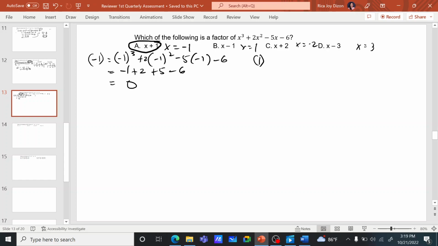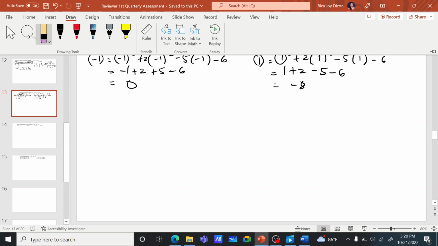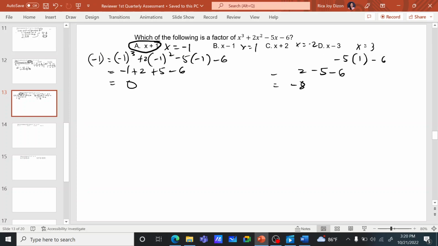If it is 1 in here, let's substitute x with 1. That becomes 1 cubed plus 2 times 1 squared minus 5 times 1 minus 6. 1 cubed is 1, 1 squared is 1 times 2 is 2. Negative 5 times 1 is negative 5 minus 6. 1 plus 2 is 3 minus 5, negative 2 minus 6, negative 8. So B is not an answer. Let's try letter C. If negative 2 is a root, and if x plus 2 is a factor.